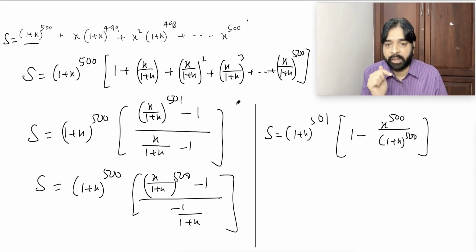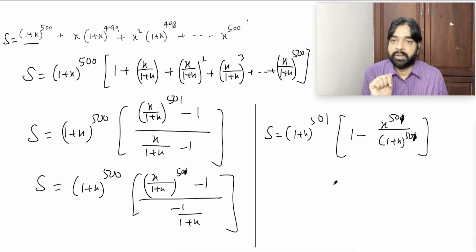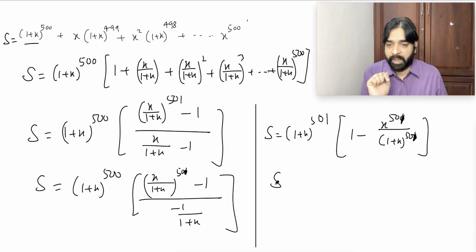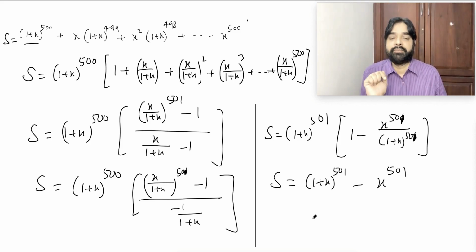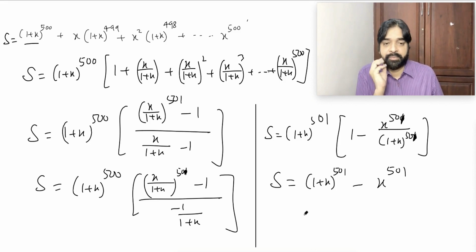Something wrong here I did. Yes, 501. This is 501. So 501, 501. Is it perfect? Now 1 plus x power 501 I am multiplying. So what will come? 1 plus x power 501 minus x power 501. I hope I did it correct. There is no mistake.